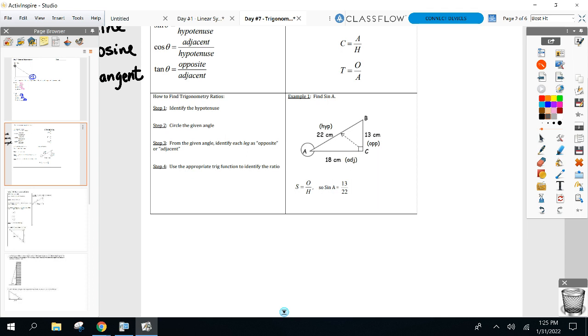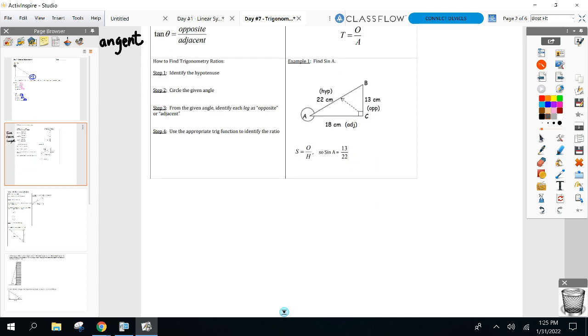Here's what I would like to do right now. I want to use triangle ABC right here. It's got sides 22, 18, and 13. I'm not even going to go over the steps, I'm just going to get after it. The first thing I want us to find is the cosine of angle A. We're going to do this together. Find the ratio that represents the cosine of angle A.